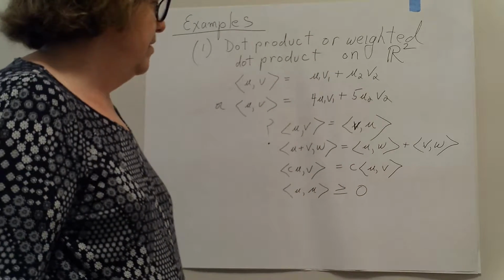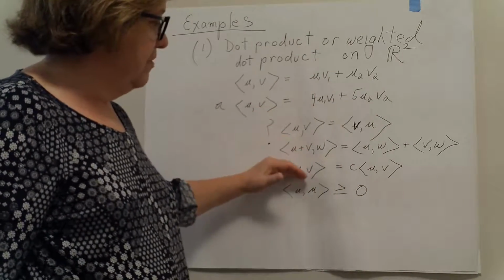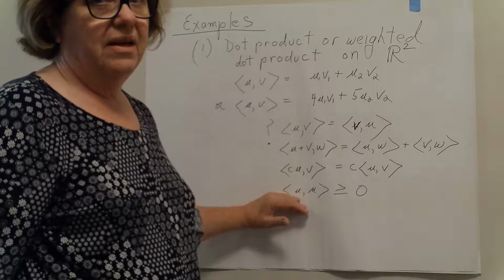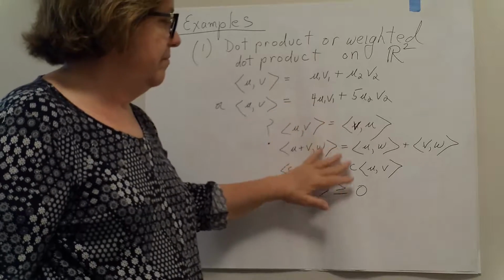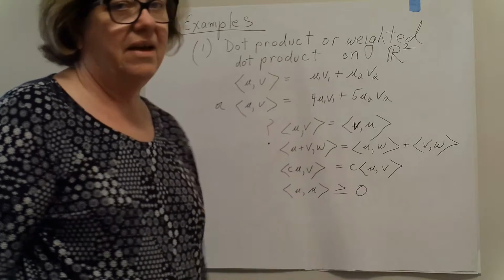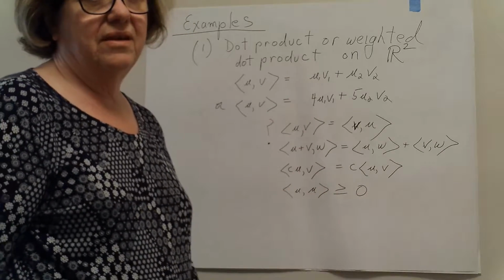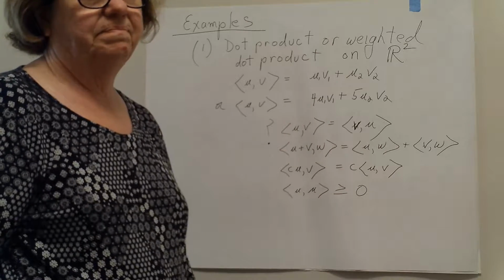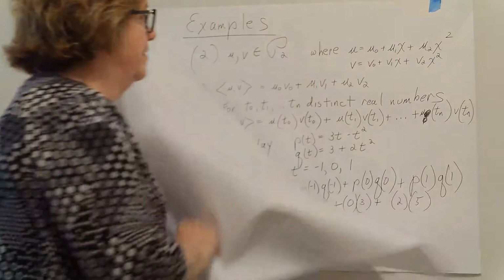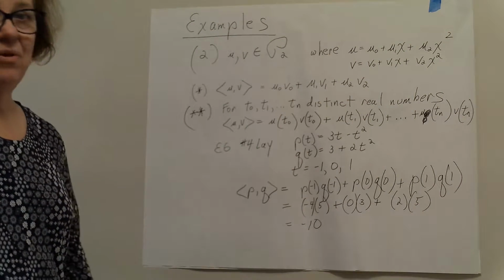How do we know? Well, we'd have to check each one of these properties. And it's really just a matter of applying the algebra and checking it. And I'm pretty sure Ley does this in his first example. Okay, let's go on to some more interesting examples. What about polynomials?